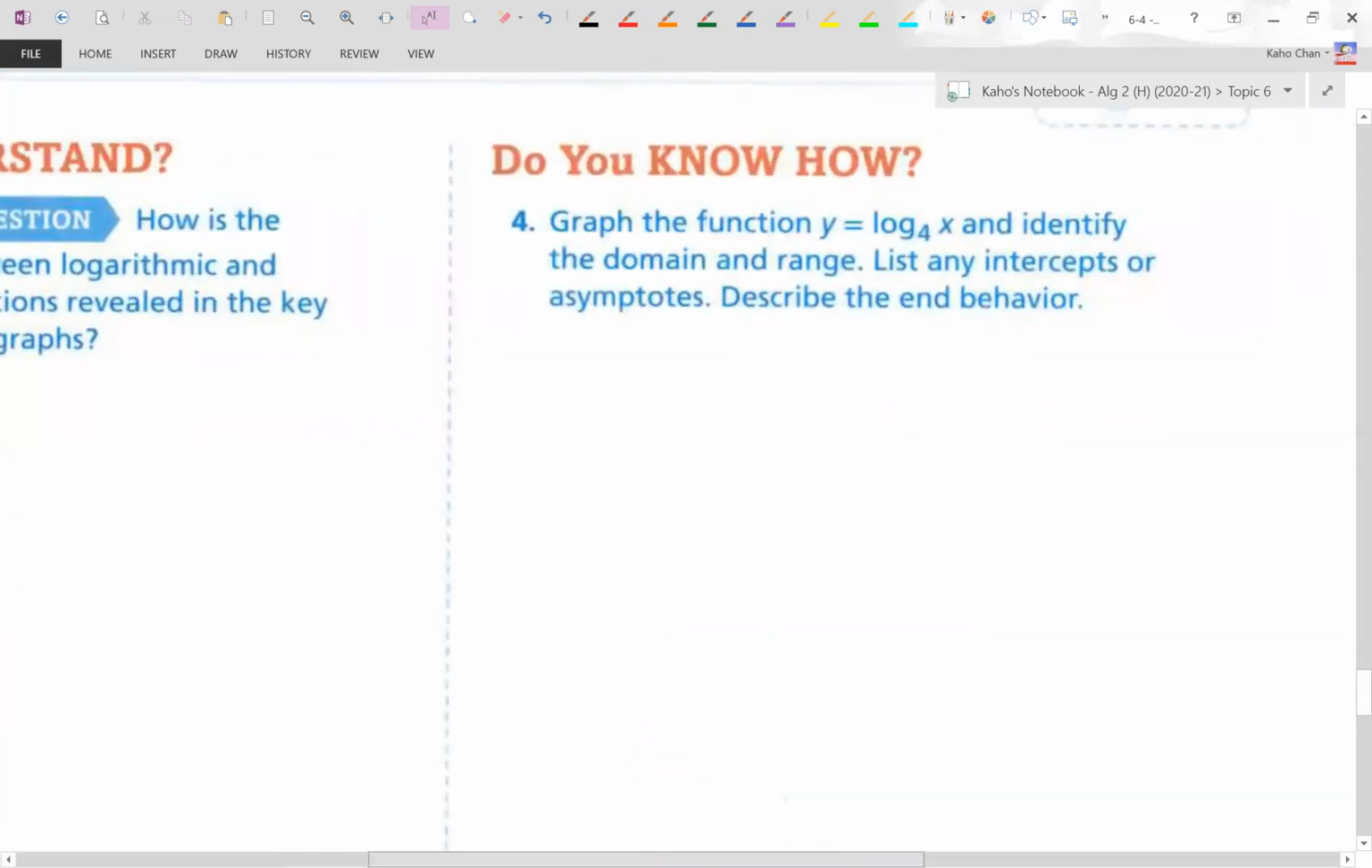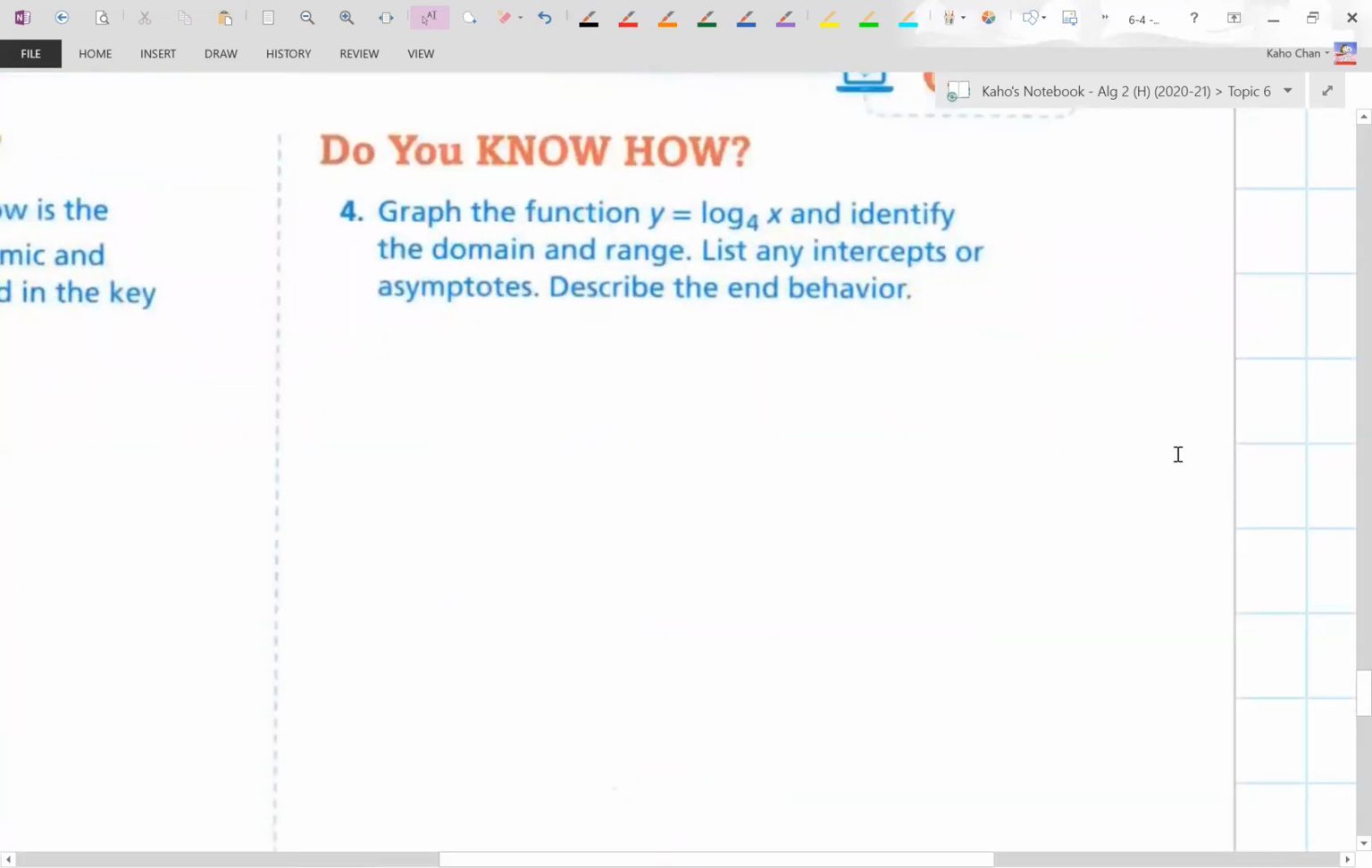Logarithms. Graph the function y equals log base 4 of x and identify the domain and range. List any intercepts or asymptotes to describe the end behavior. Now, we know we can't just punch this in the calculator because it's base 4. We're going to graph the inverse of this function and then graph the inverse of the inverse to graph the original problem in the first place, right? The roundabout way that we did in the beginning of example 1. So let's go ahead and do that.